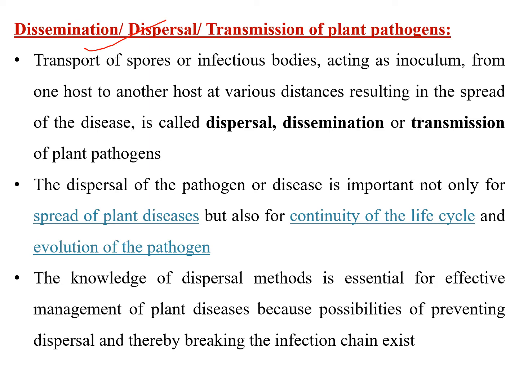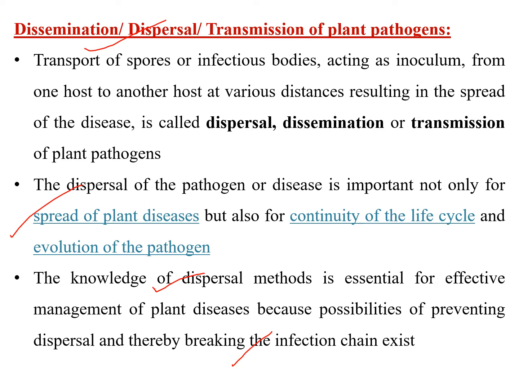So dispersal of plant pathogens or disease is very important not only for spread of the plant disease, but it is also required for continuity of the life cycle and evolution of that particular pathogen. So we should have some knowledge regarding these dispersal methods for effective management of plant diseases, because if we know the dispersal methods, we can possibly prevent the dispersal and thereby break the infection chain that exists in nature. So for management of plant diseases effectively, we should have a very clear idea about the dispersal methods of these plant pathogens.